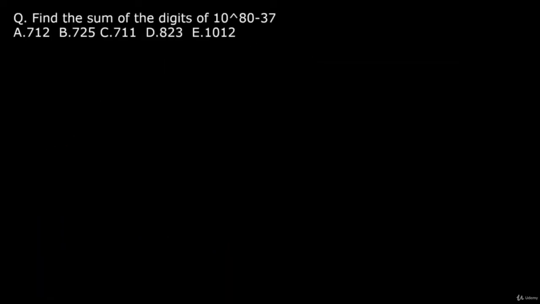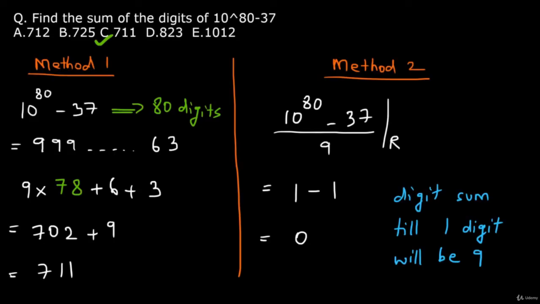Let's read the next question. Find the sum of the digits of 10 to the power 80 minus 37. Alright, what's the answer to this question? The correct answer is option C, that's 711. Now there are two methods with which you can do this. Now the first method is 10 to the power 80 minus 37 will be an 80 digit number, right? Now you don't need to learn this by heart, just simplify it and try it out.